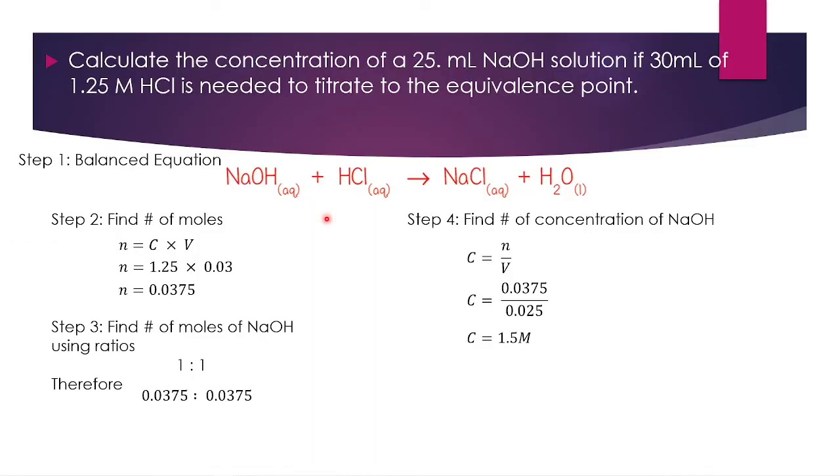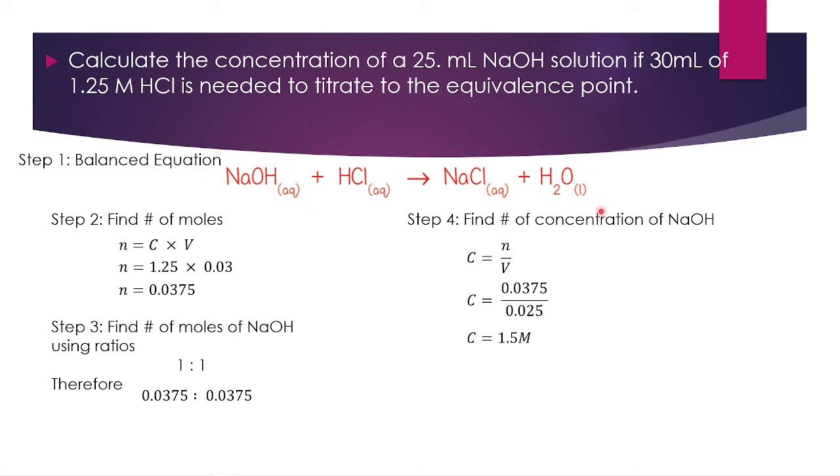All right, so, forgot to put a title on this one. Calculate the concentration of a 25 ml NaOH solution if 30 ml of the 1.25 molar hydrochloric acid is needed to titrate to the equivalence point. First thing you need to do: find the balanced equation. You're told it's sodium hydroxide and hydrochloric acid. If you write those out, you'll find it's a 1:1:1:1.